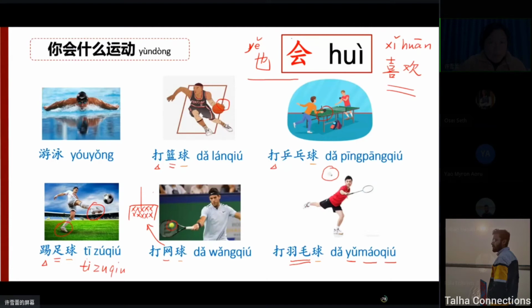Just now, we mentioned the ability of playing these sports. So which one do you like? 你喜欢什么？你喜欢什么运动？So I put my question in this way. 你喜欢什么运动？What sports do you like? Okay, one of you said, 我喜欢足球. Good. Yeah, good. 我喜欢踢足球. It's very clear. You like playing football. 我也喜欢足球. Good. You use 也. I also like football. More?